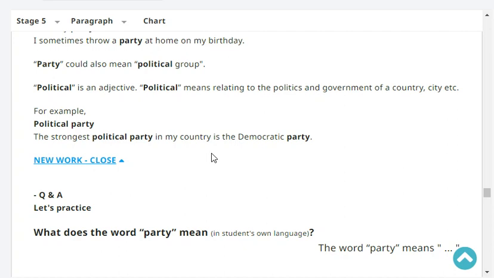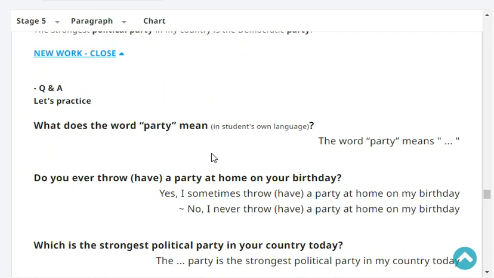Let's practice. What does the word party mean in Japanese? The word party means party, or to party, in Japanese. Very good. Or like political party, jiminto. Okay.